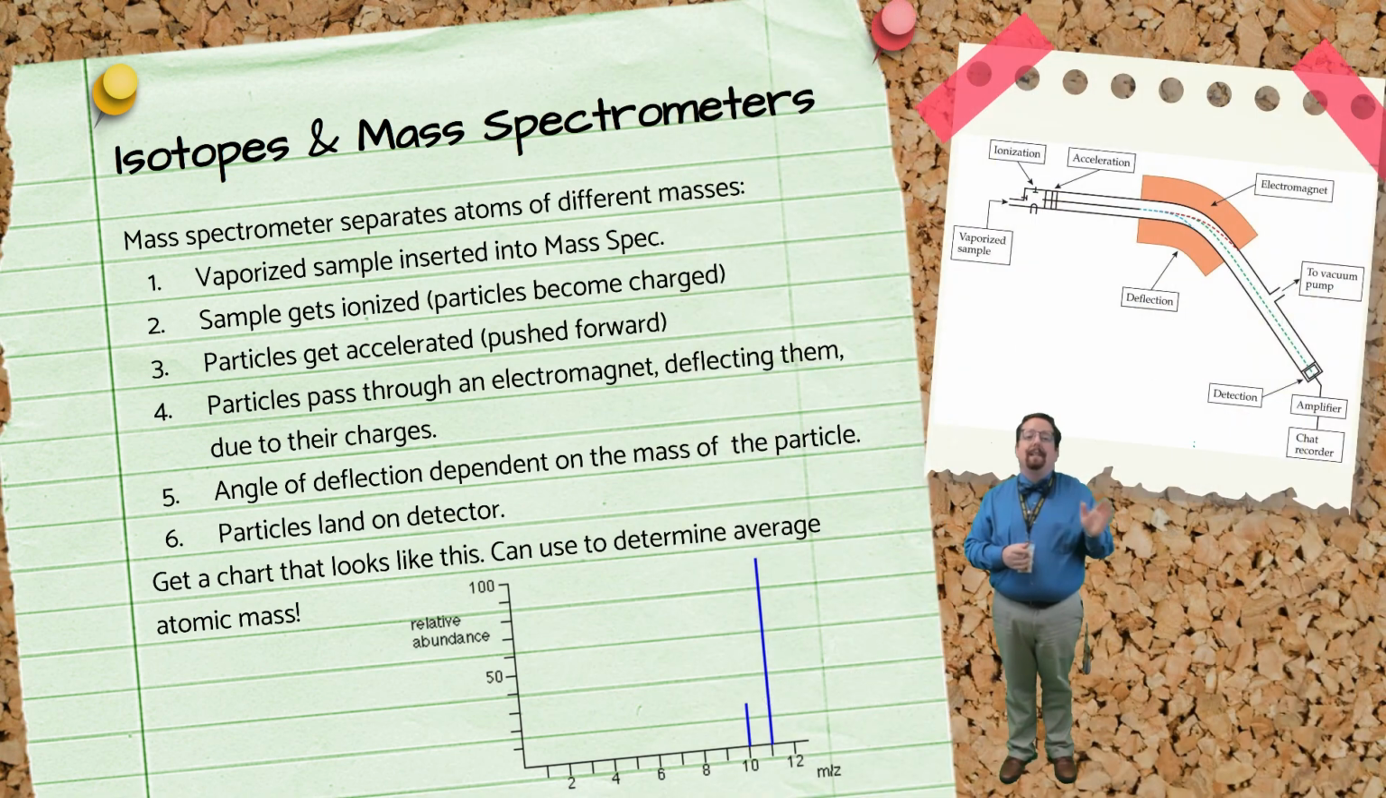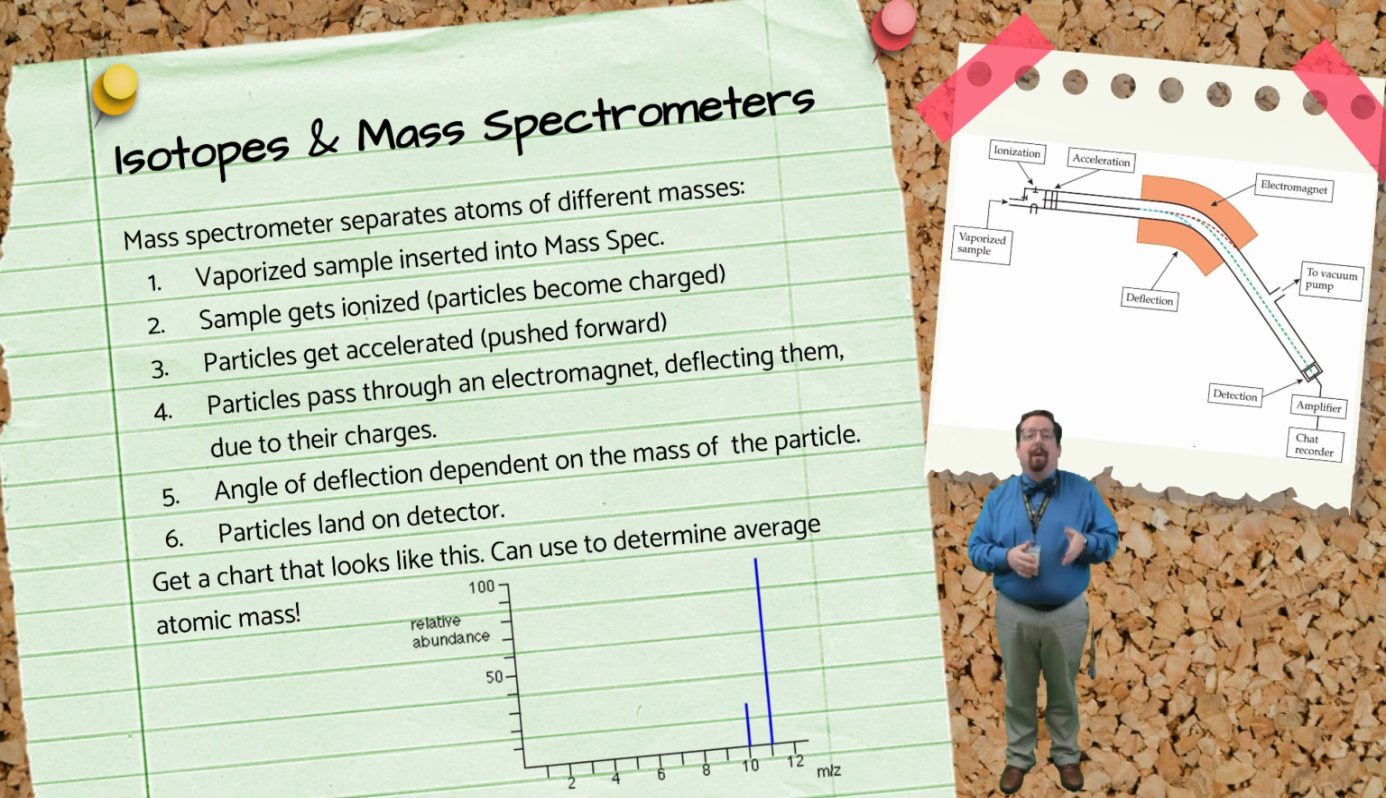Lastly, let's briefly talk about mass spectroscopy. Mass spectroscopy allows us to separate atoms of different masses. We could separate the different isotopes in a sample of an element. We do this by running a vaporized version of the element through a mass spectrometer. The particles in the sample get ionized, they become charged, they get accelerated, and then deflected by an electromagnet. Finally, they land on a detector at the end of the spectrometer.